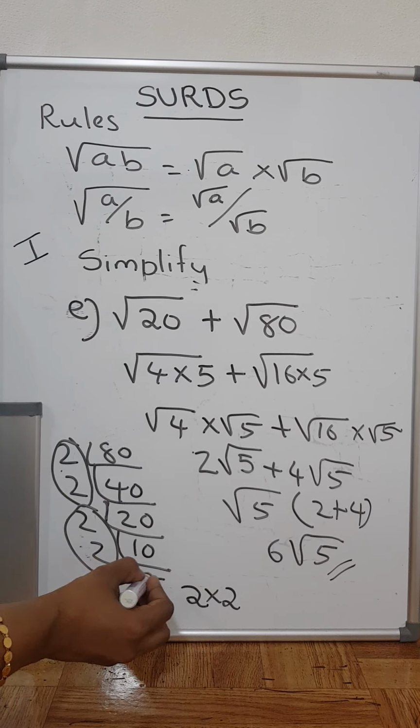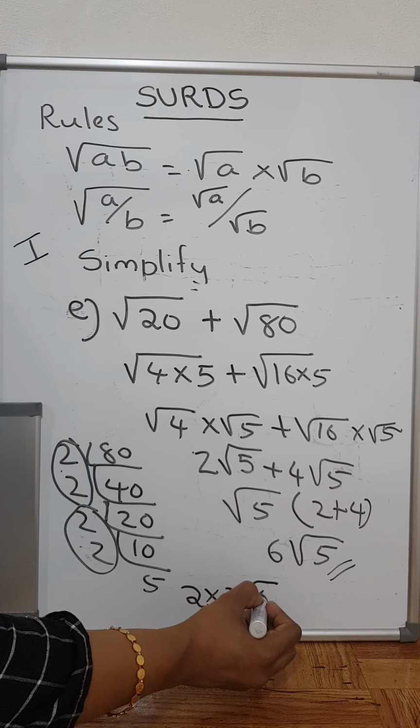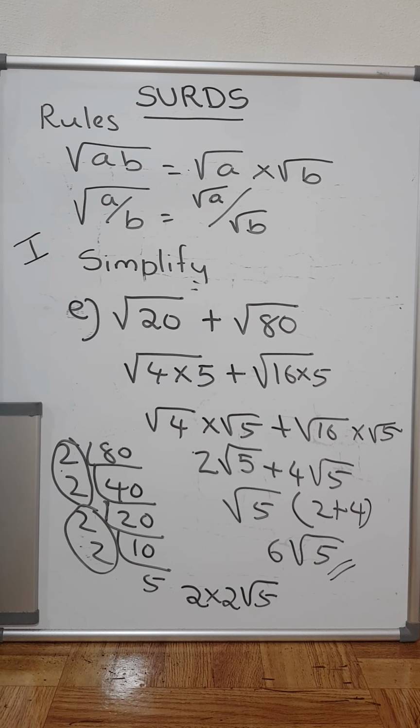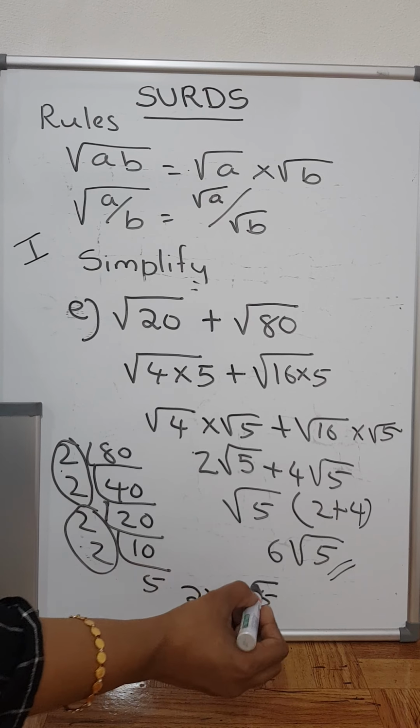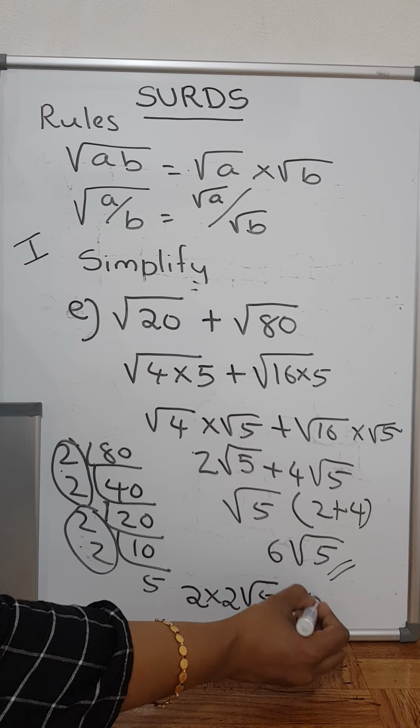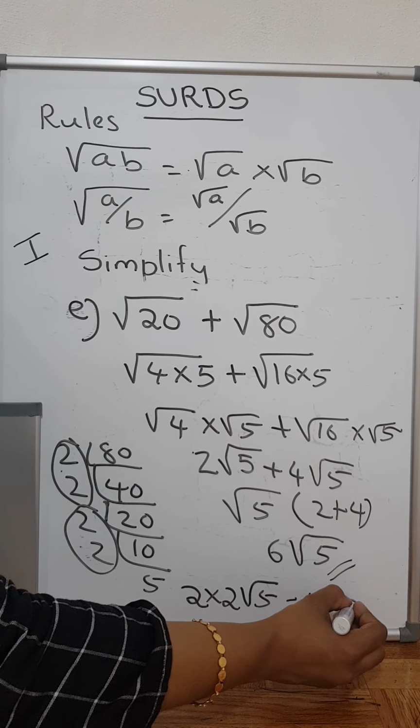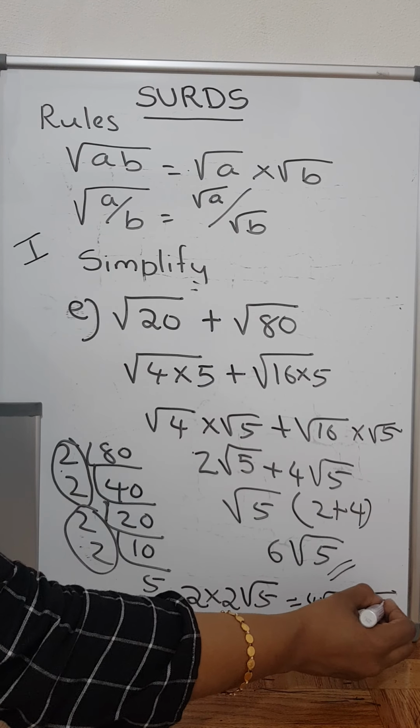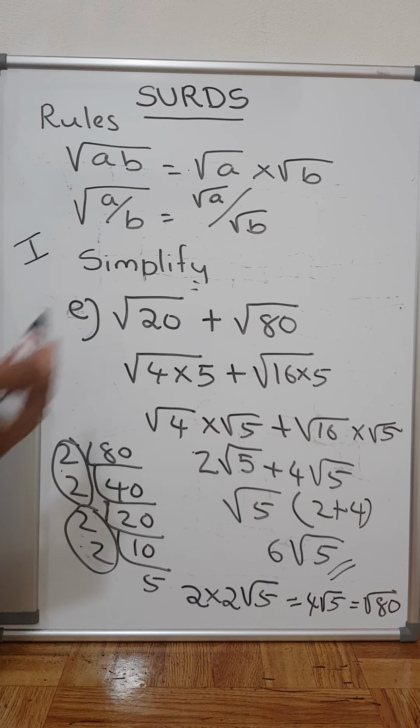2 times 2, the single one place inside the root. So 2 times 2 root 5, that is 4 root 5. This is root 80. Similarly, you can find root 20 also and do the following steps.